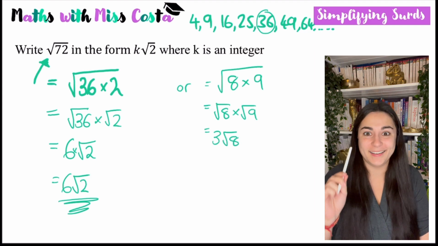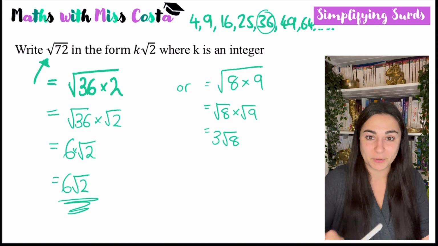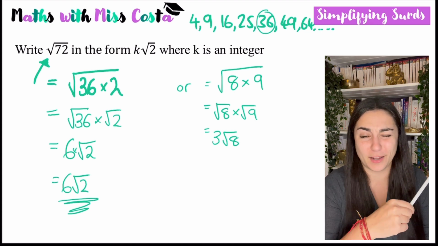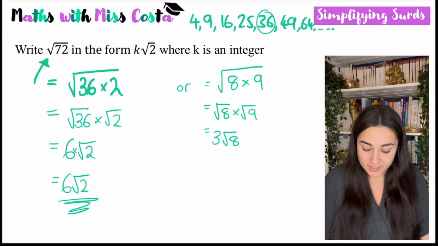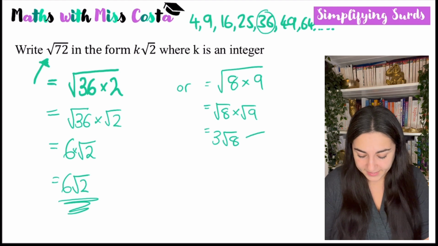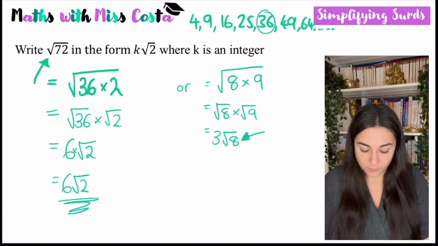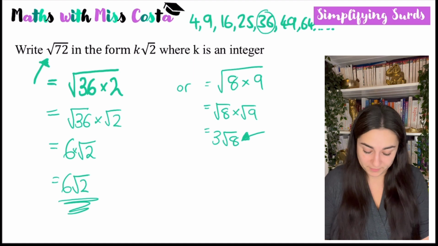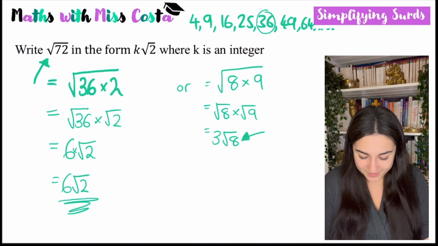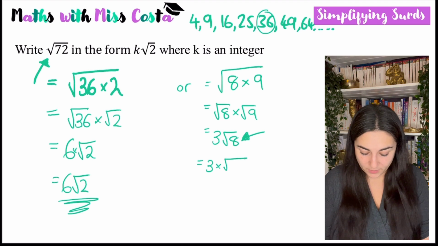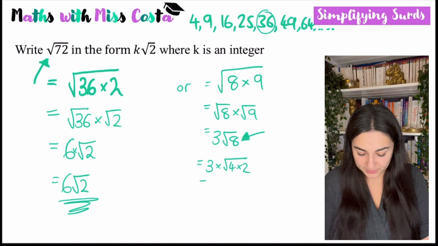And this is why, another tip, always look for the largest possible square number you can get, because it's going to make your life so much easier and save so much time. So that's 3 root 8, but I can simplify root 8 even further. That's not fully simplified. So I would need to say, okay, think of square numbers that make 8. Well, I could write that as 4 times 2. So that would become 3 times root 4 times root 2.